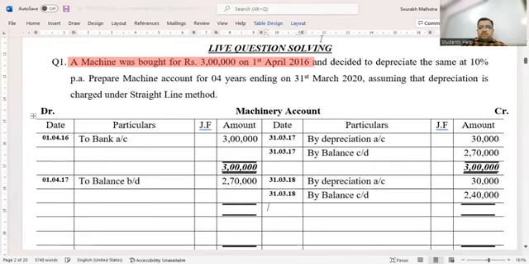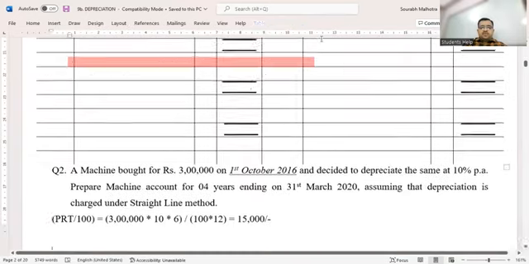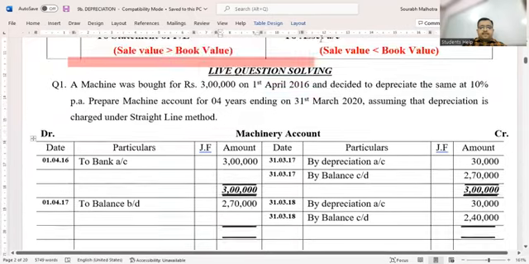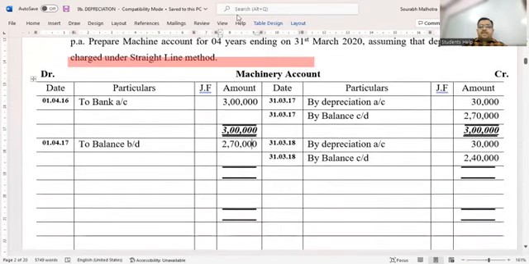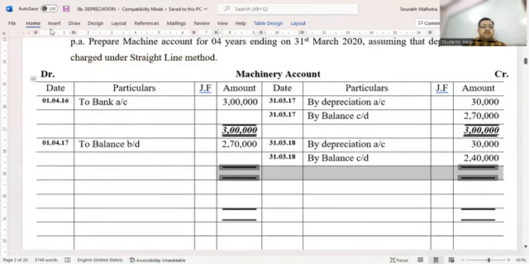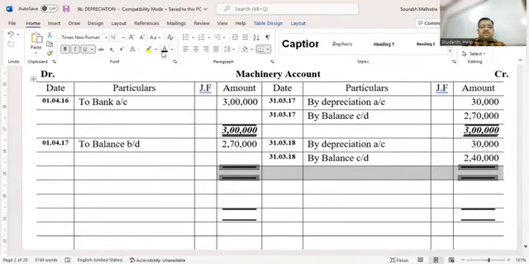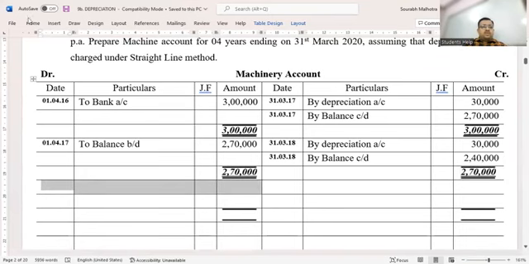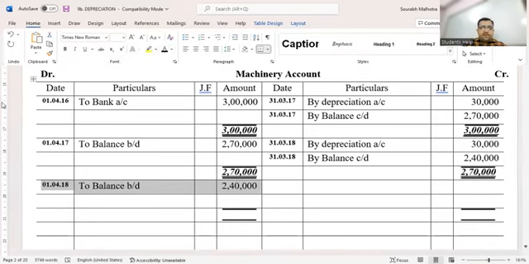And now we'll put the total, children. What's the total? 2,70,000. Show the total on both sides, not only debit. It's 2,70,000. And after the total on the debit side, as a tradition of ledger balancing, what are we supposed to write, children? To balance brought down. And the date would be 1st April 2018. Is this heard well?